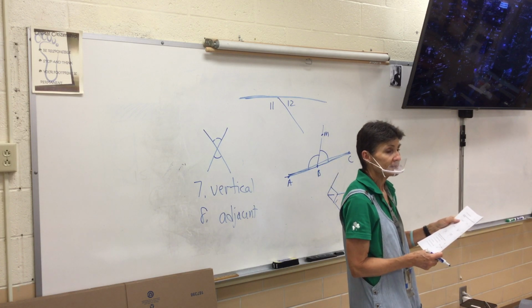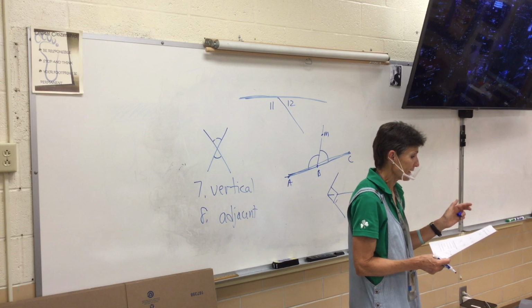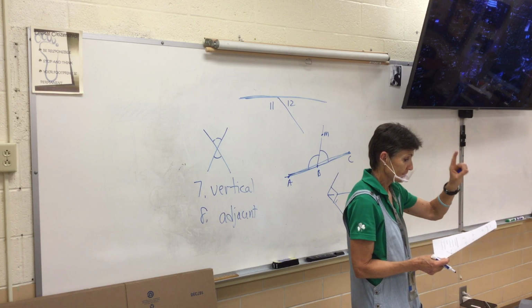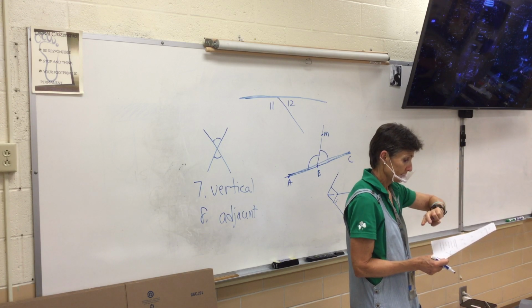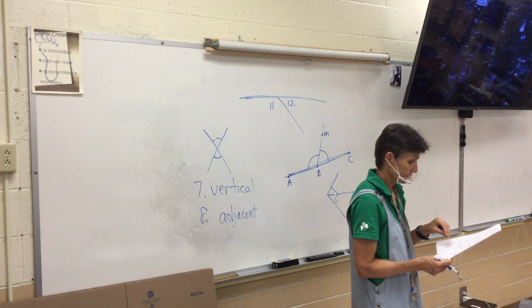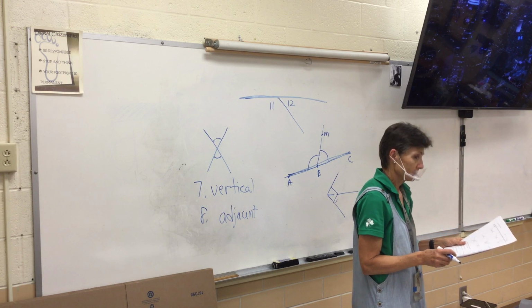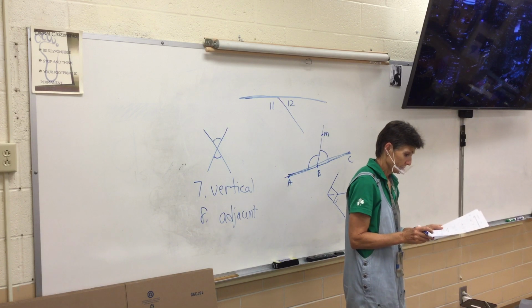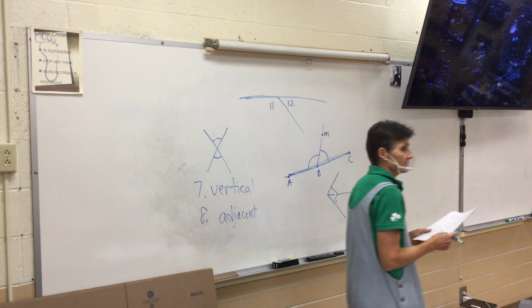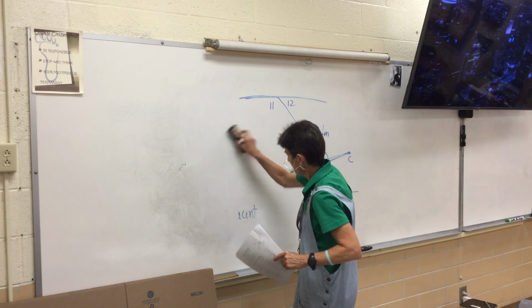Okay, so Scout needs some corrections. Who is willing to just read the answers? Carson, start with number 1. 1 adjacent, 2 vertical, 3 adjacent, 4 linear pair, 5 adjacent, 6 linear pair, 7 vertical, 8 complementary, and 9 supplementary. Perfect. Thank you. All right, so now we're all up to snuff, right? We're all where we need to be.